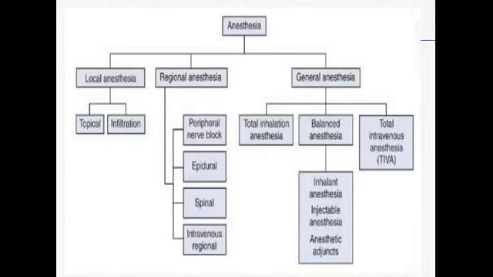Anesthesia can be divided into local anesthesia, which includes topical and infiltration, and regional anesthesia, which includes peripheral nerve block, epidural, spinal, and intravenous regional or Bier block. And general anesthesia, which is divided into total inhalational anesthesia, balanced anesthesia, inhalational anesthesia, injectable anesthesia, and anesthetic adjuncts, and total intravenous anesthesia or TIVA.